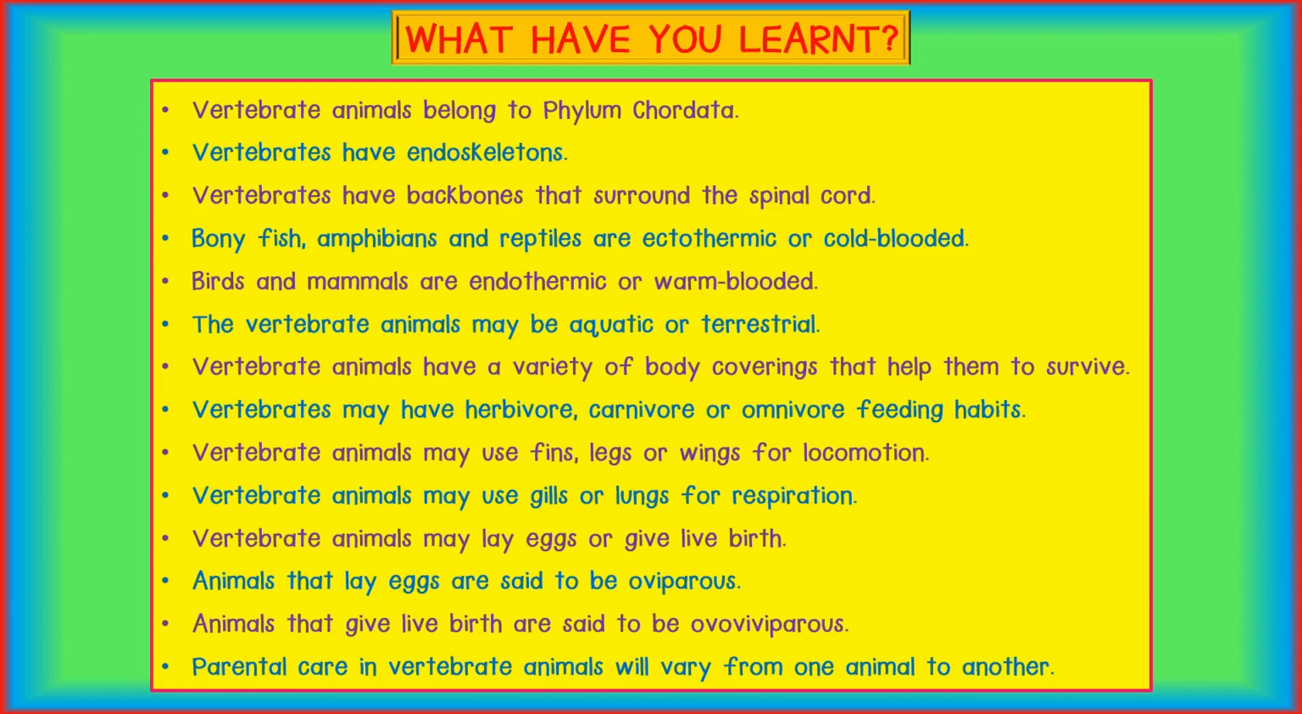Animals that lay eggs are said to be oviparous. Animals that give live birth are said to be ovoviviparous. Parental care in vertebrate animals will vary from one animal to another.